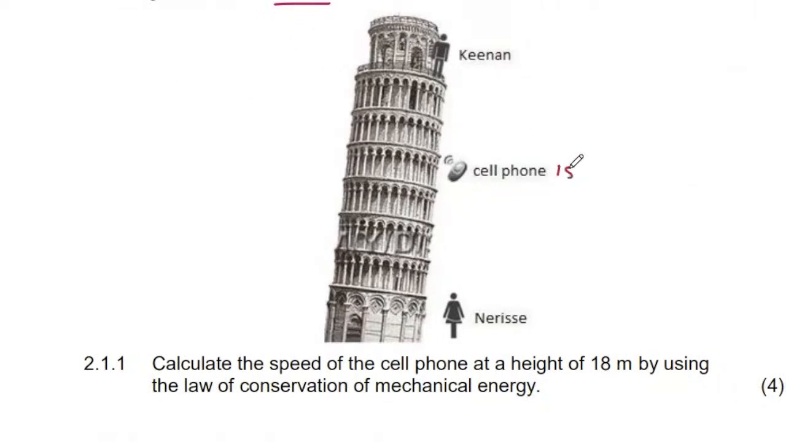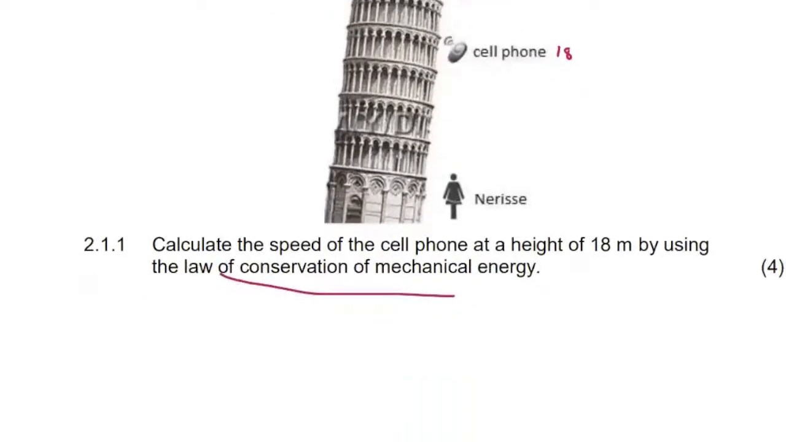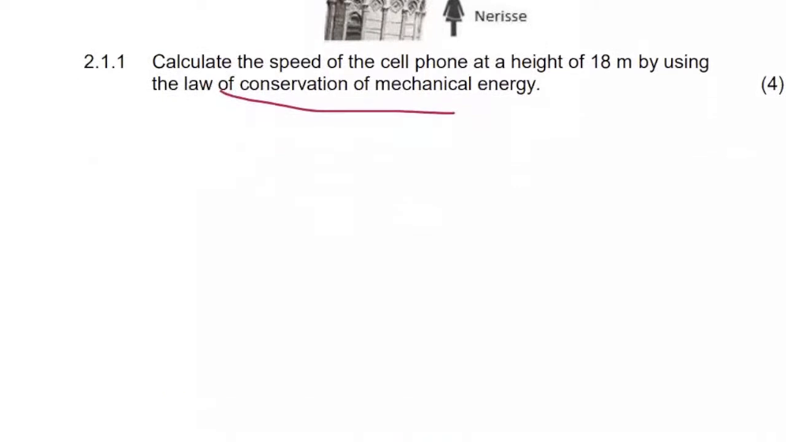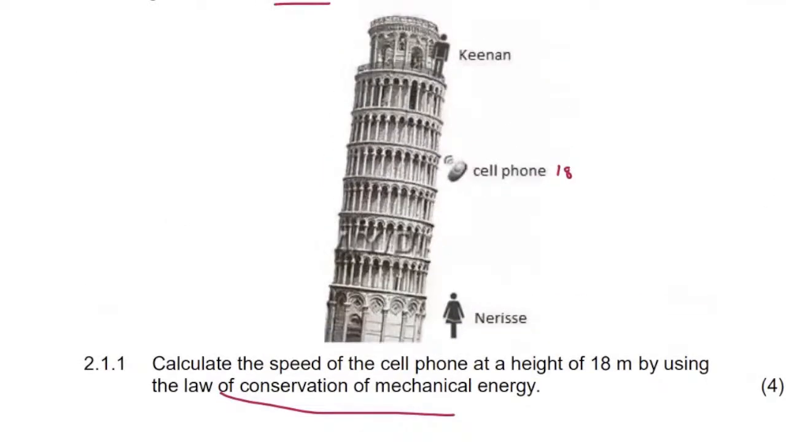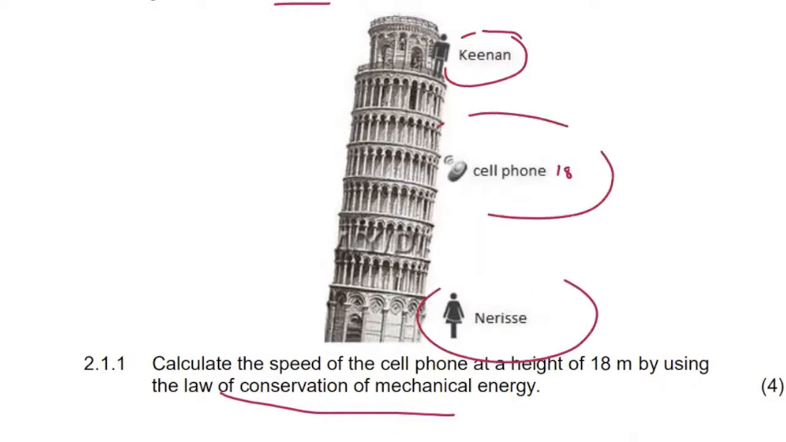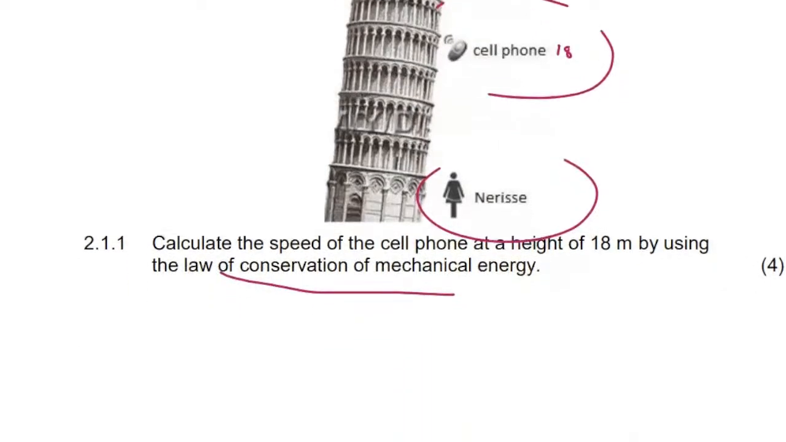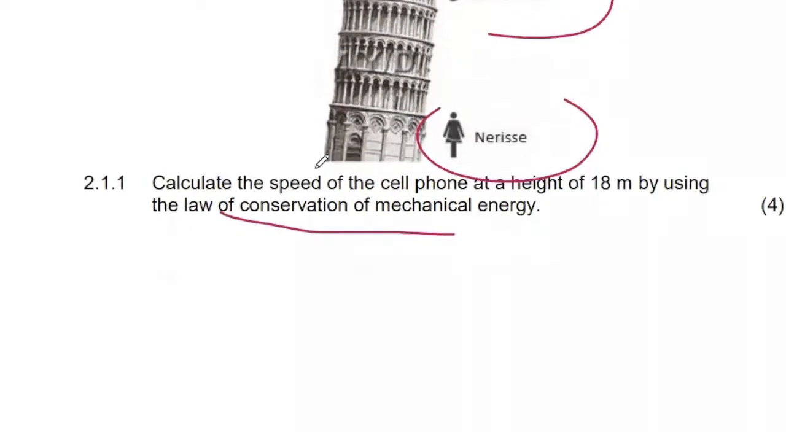Let's say this is our 18 meters, by using the law of conservation of mechanical energy. One thing that we know about mechanical energy is that it is conserved, just from the law of conservation of energy. Mechanical energy is conserved, it will be the same. So at the top, it might be only the gravitational or the potential. Then at the bottom, it could be just the kinetic. But within the middle part here, it's both kinetic and potential.